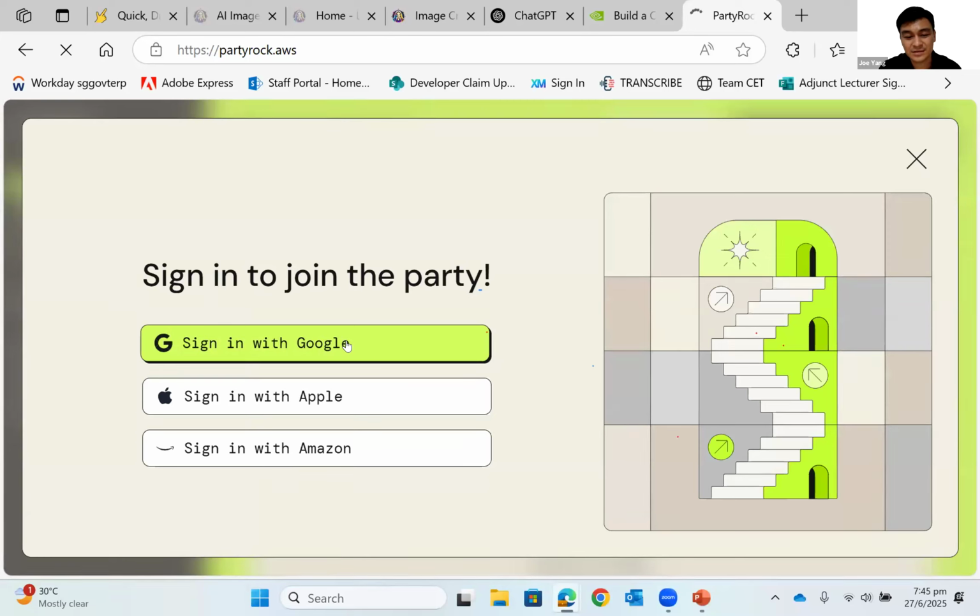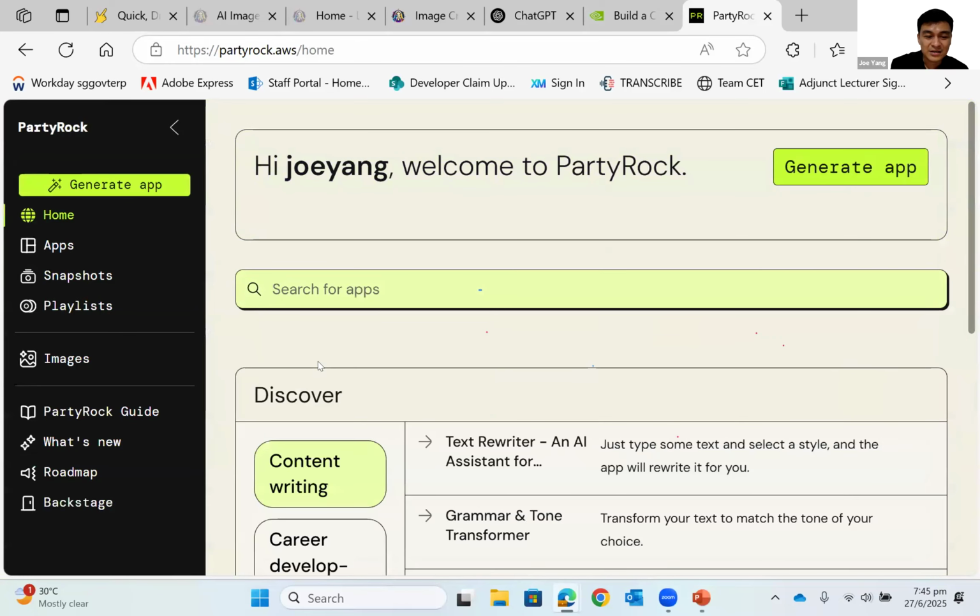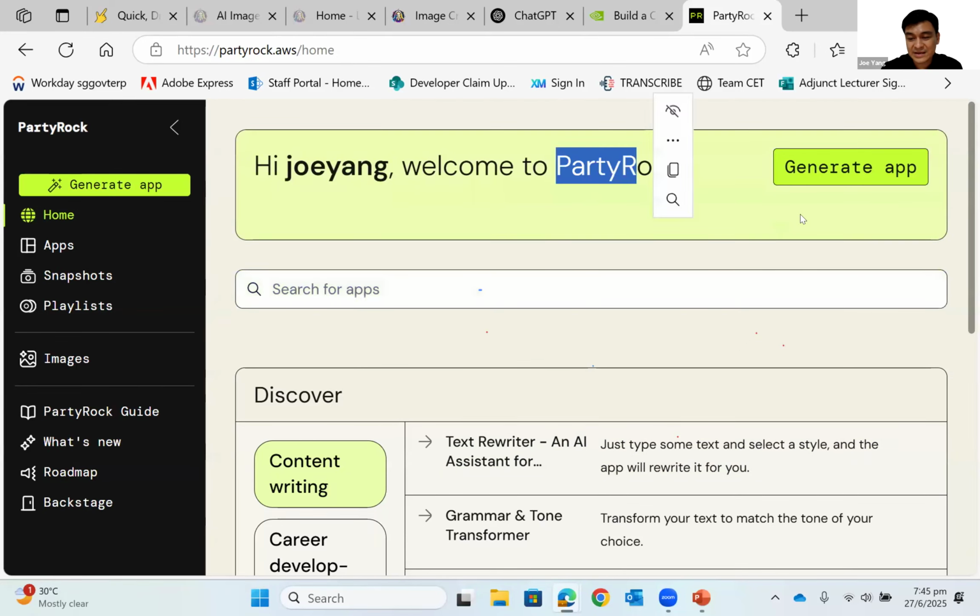I log in. This platform allows you to create a chatbot by Gen AI. After that, you can design it yourself and use it for your daily tasks, for your workplace, for your schools. So for me, I'm Joyoung here. Welcome to Party Rock. Okay, so I can create one application.